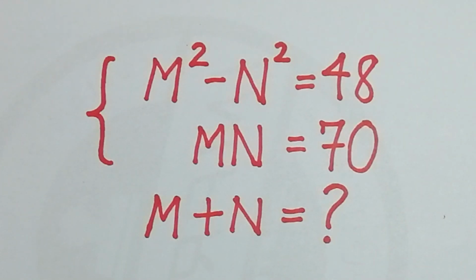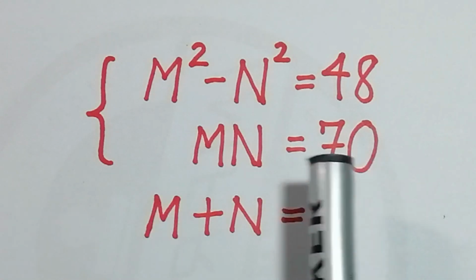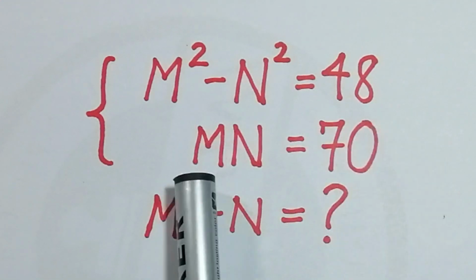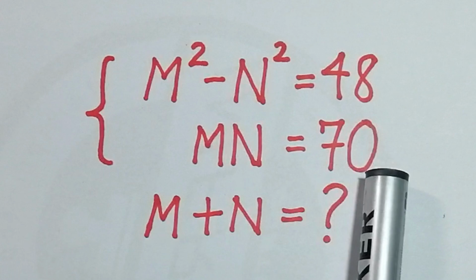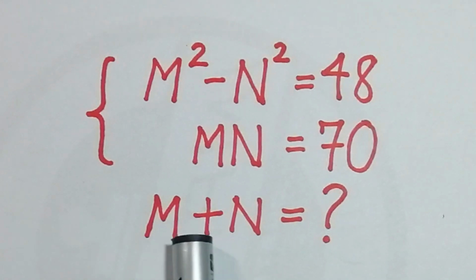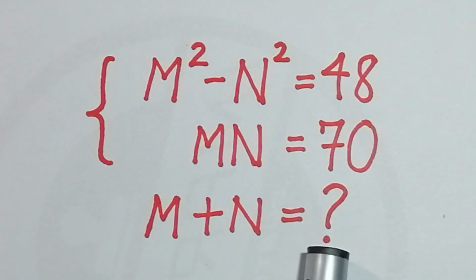Now, I would like to share with you this problem that we're going to answer. So we are going to find the solution of this problem. m squared minus n squared is equal to 48, m times n is equal to 70. And m plus n, what is m plus n? So this is the part that we are going to find the answer to, okay?